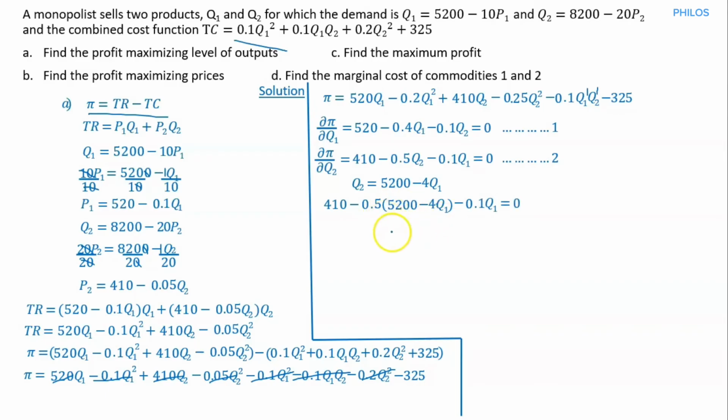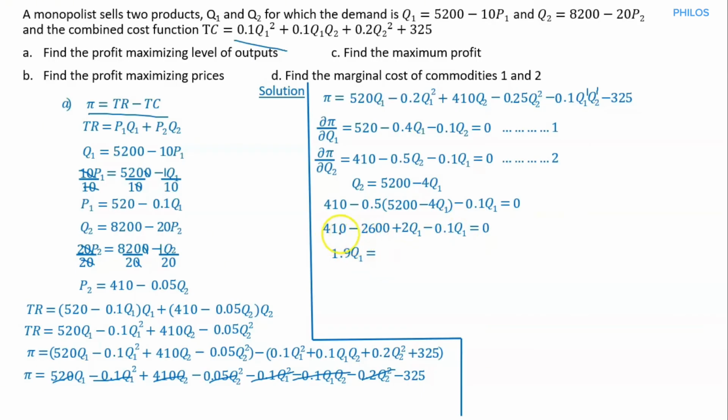So let's simplify what we have in the bracket. 410 minus 0.5 times 5,200, that should give us 2,600. And then negative 0.5 times negative 4Q1 should give us positive 2Q1. Then minus 0.1 Q1 equals 0. Now this one we can easily subtract. So 2Q1 minus 0.1 Q1 will give us 1.9 Q1.